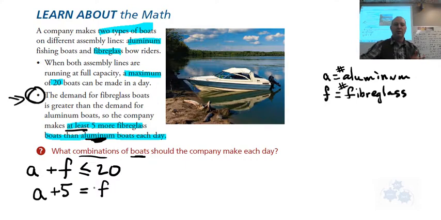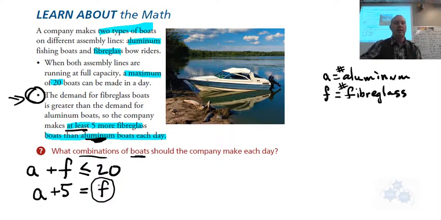So is this going to be less than or equal to, or greater than or equal to? That's the tricky part here. Any thoughts? Okay, so I heard a greater than. What were you going to say? Less than. Okay, do you know why? Because a plus 5 is at least, so it can still be more than that. A plus 5 would be the minimum. We can still have more than 5 fiberglass boats. That's the thought. So aluminum plus 5 would be at least.